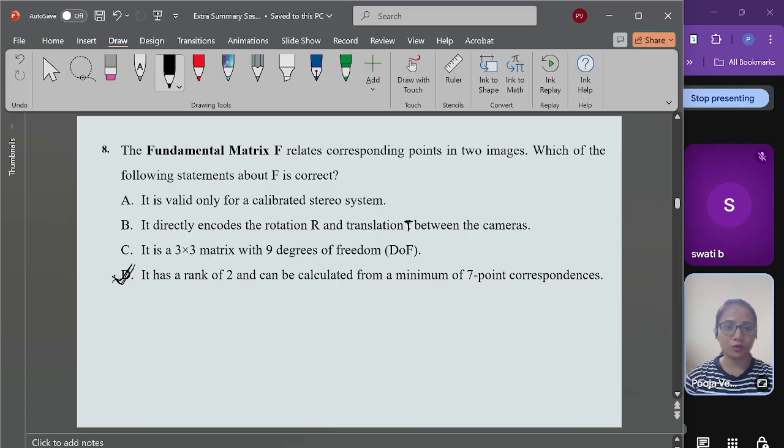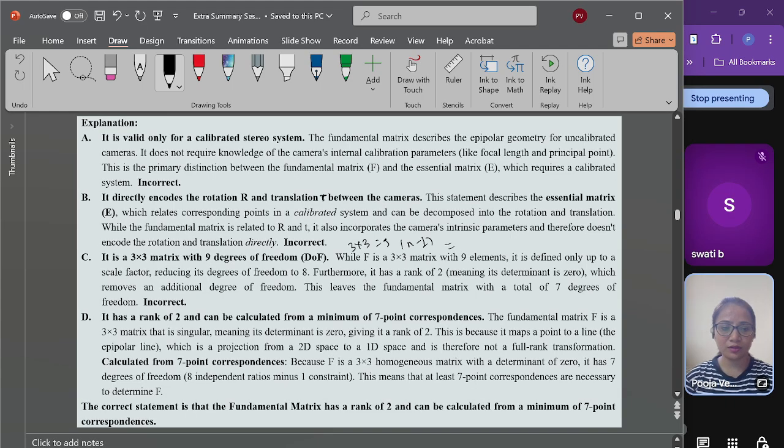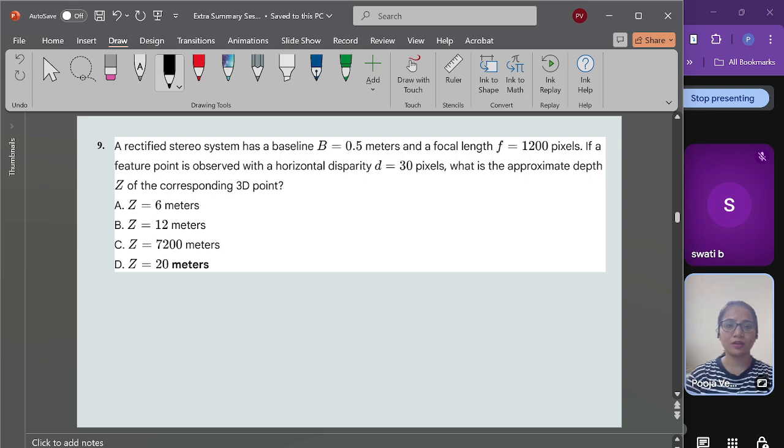So I hope all of you are able to recall these points. We will move to our next question now. Our next question is: a rectified stereo system has a baseline B of 0.5 meter, and a focal length f of 1200 pixels. If a feature point is observed with horizontal disparity d equal to 30 pixels, what is the approximate depth, that is Z, of the corresponding 3D point?